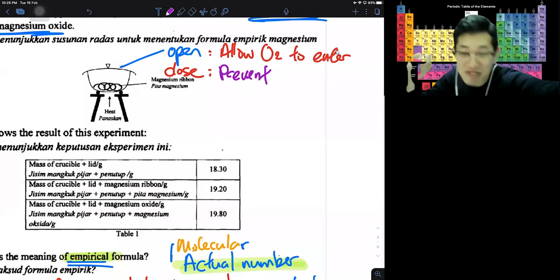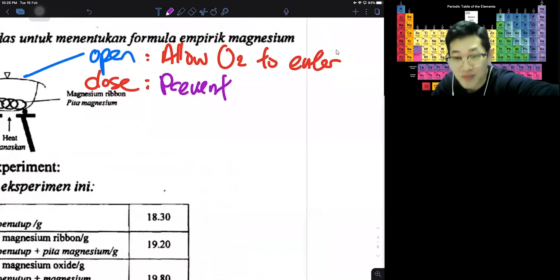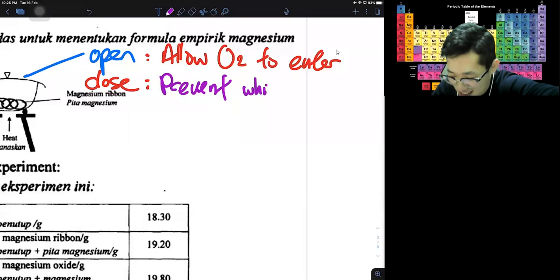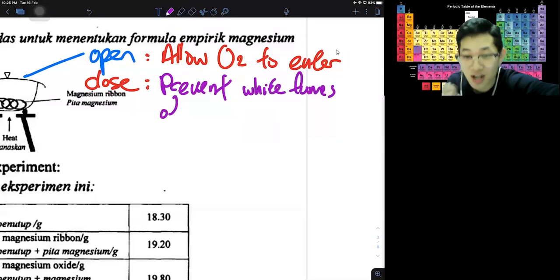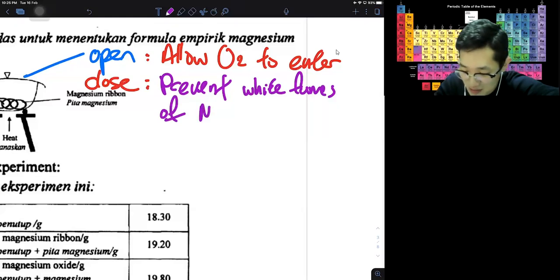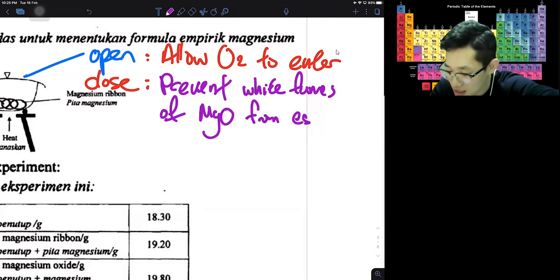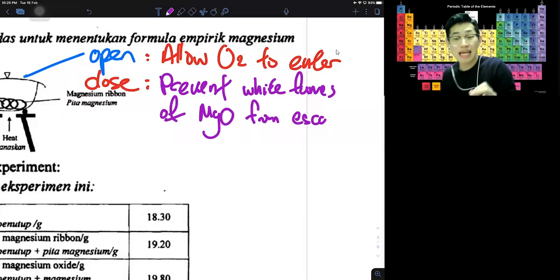Okay. Prevent. The white fumes of magnesium oxide from escaping. If the white fumes escape, then the mass will be affected.